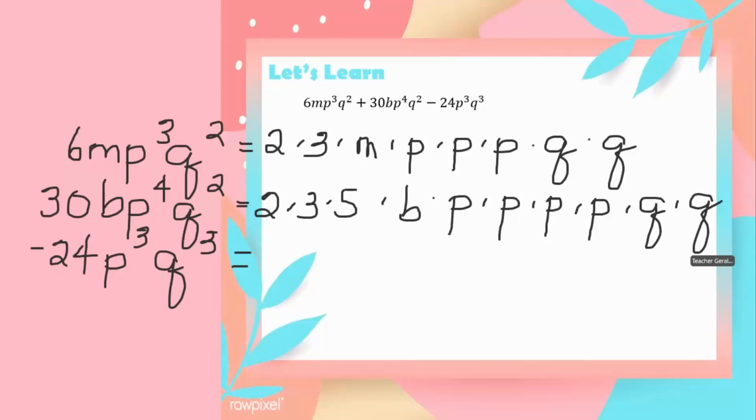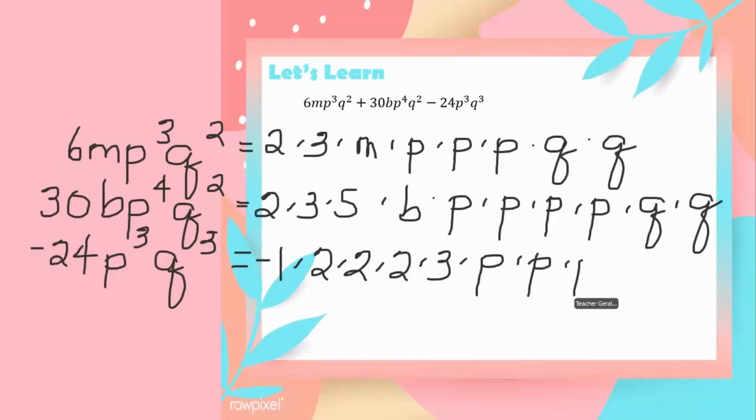Okay, next. Ito naman negative 24. Of course, may negative 1 yan. Tapos, ang factors ng 24 ay 6 times 4. Pero pwede mo pang i-factor yung 6 at saka 4. So, it will be 2 times 2 para sa 4, and then 2 times 3 para sa 6. And then tatlong p. And then tatlong q.